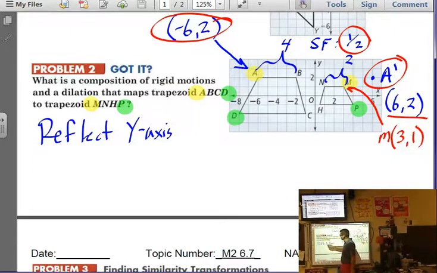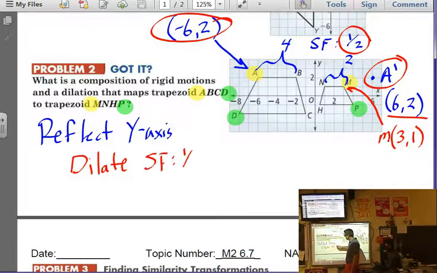So all I would need to do is reflect over the y-axis and then dilate by a scale factor of 1/2. And we would actually be completely done with this. All we have to do is one reflection, one dilation, and it will get exactly where we need it to be.